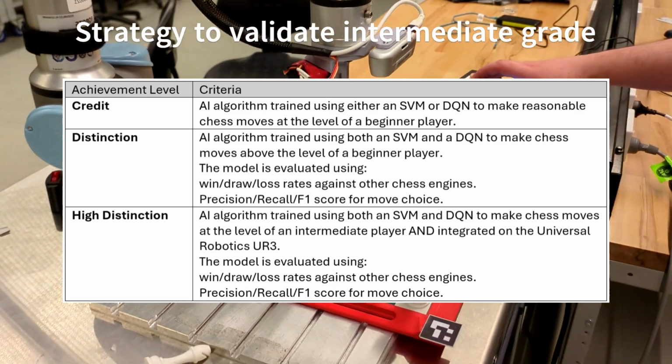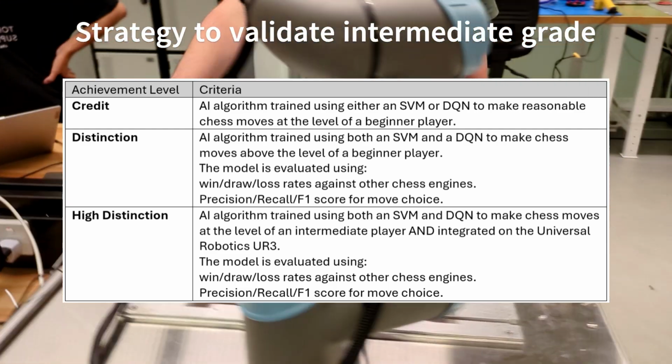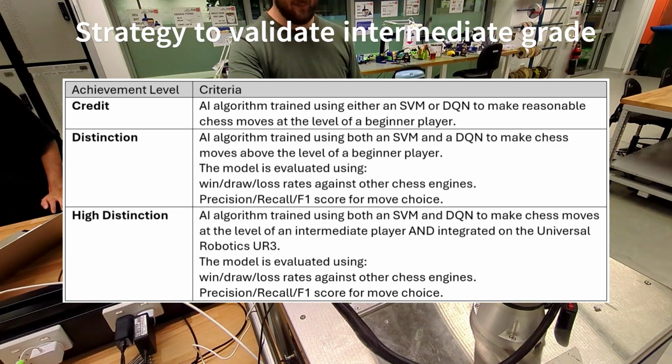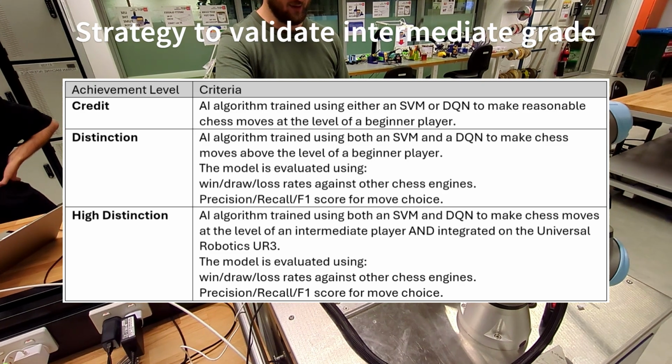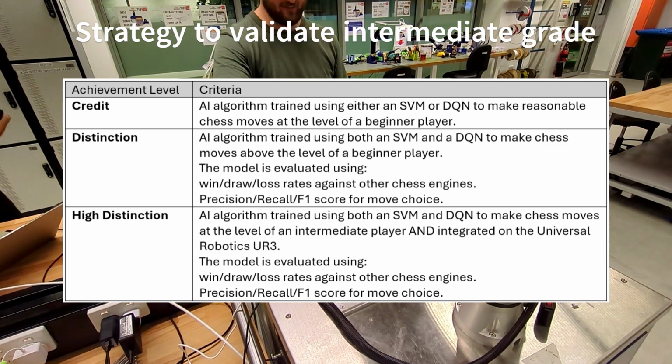A high distinction would have all the requirements of a distinction, but would also have the requirement of being at an intermediate level and being integrated onto the Universal Robotics UR3.